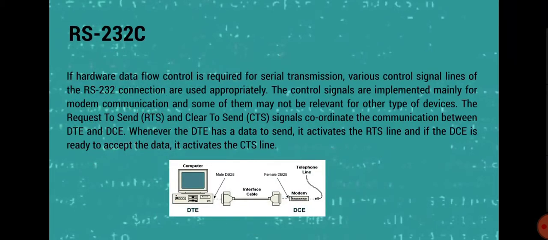If hardware data flow control is required for serial transmission, various control signal lines of RS-232 connections are used appropriately. The control signals are implemented mainly for modem communication, and some of them may not be relevant for other types of devices. The request to send and clear to send signals coordinate the communication between DTE and DCE. Whenever the DTE has data to send, it activates the RTS line, and if the DCE is ready to accept the data, then it activates the CTS line.